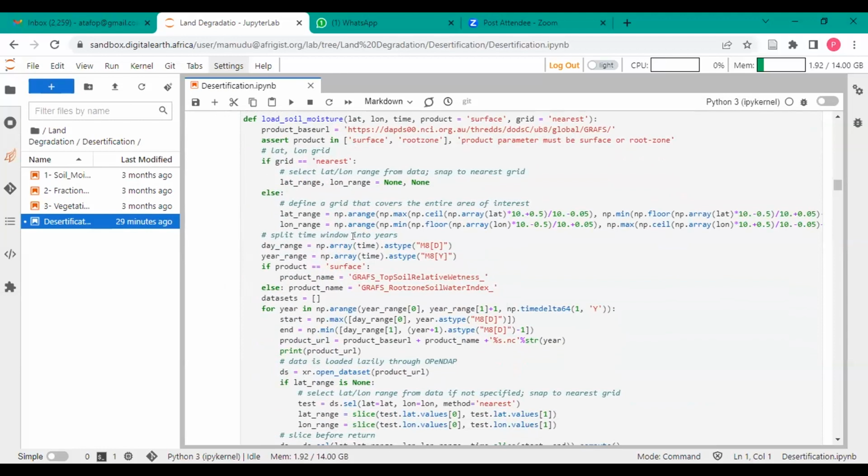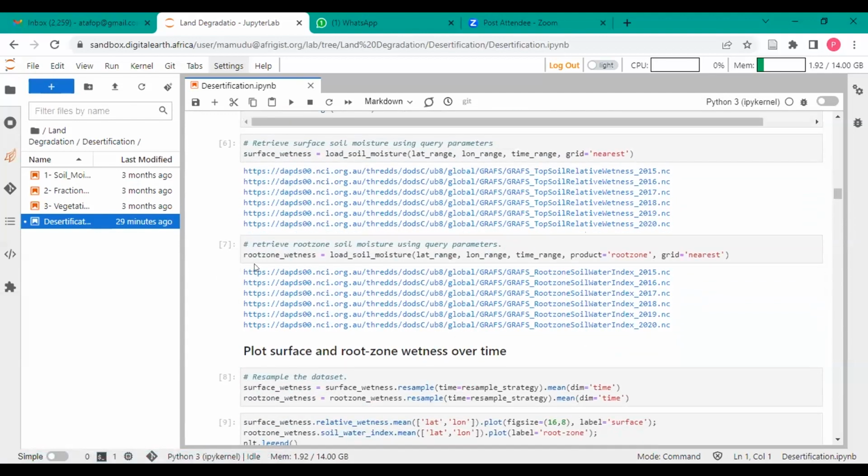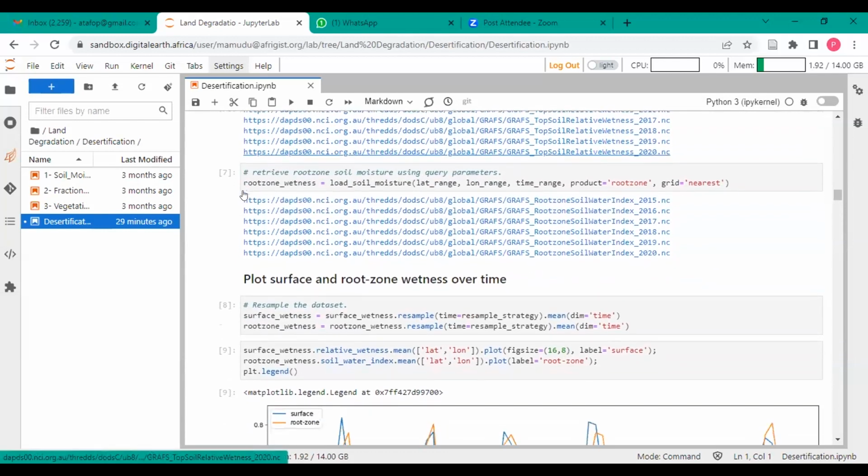So we load that based on this parameter. We are able to load the surface wetness for the study area from 2015 to 2020. Similarly, we're able to load the root zone wetness index data from the same source from 2015 to 2020. Now, what is loaded is just the links to the data set.